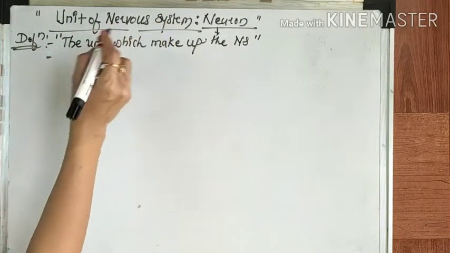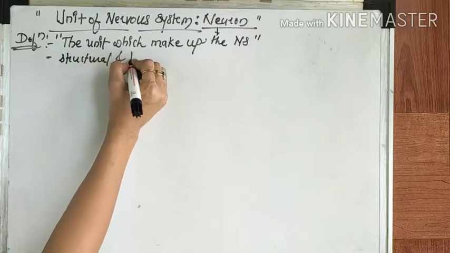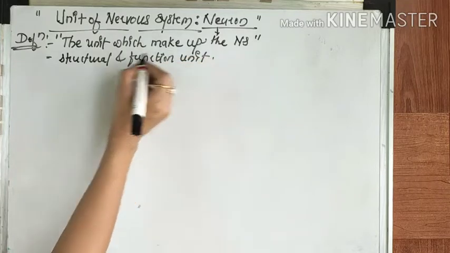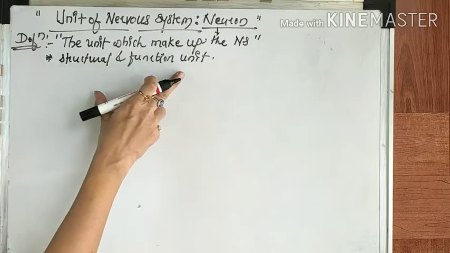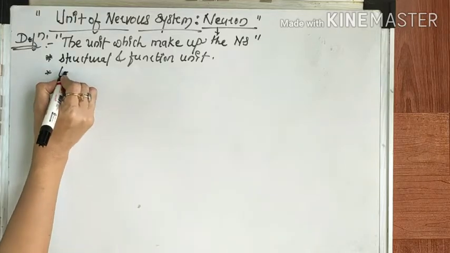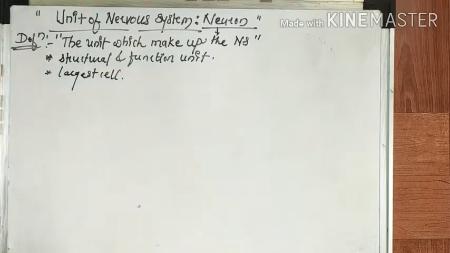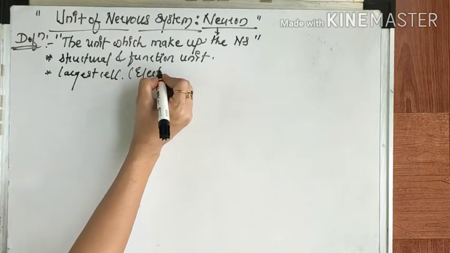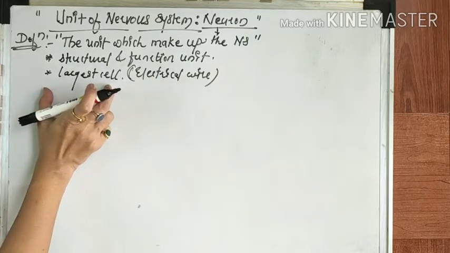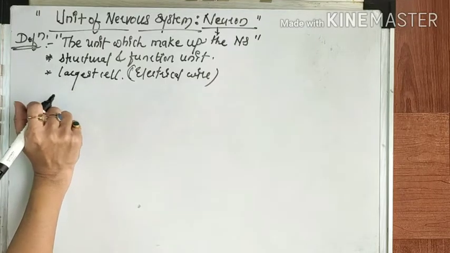And as we know, this neuron is a structural and functional unit of the nervous system. And you know that the neuron is the largest cell in the body, which looks like an electrical wire. You know how long an electrical wire is, right? So accordingly, this nerve cell, that is the neuron, is the largest cell present in our body.